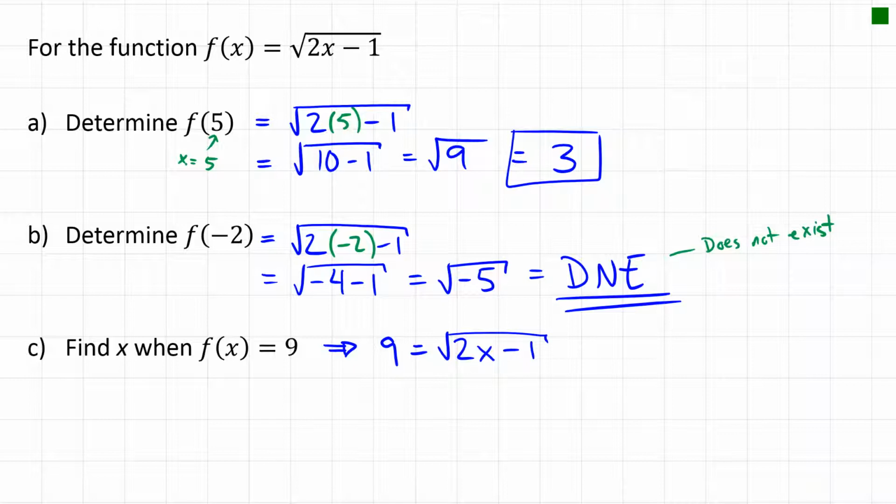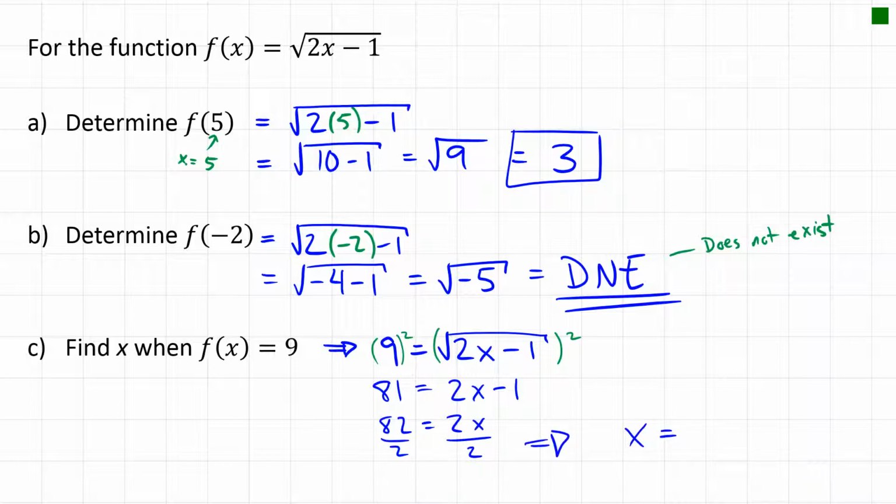And how are we going to do that? Well, we're going to start by squaring both sides of the equation and solving this radical equation exactly as we were doing previously. So 81 equals, when you square root, it goes away, 2x minus 1. Then we add 1 to each side, and then we divide each side by 2. And we get that x equals 82 over 2, which would be 41.